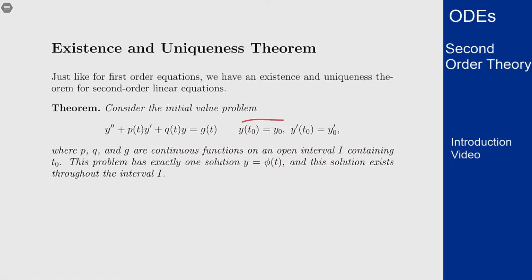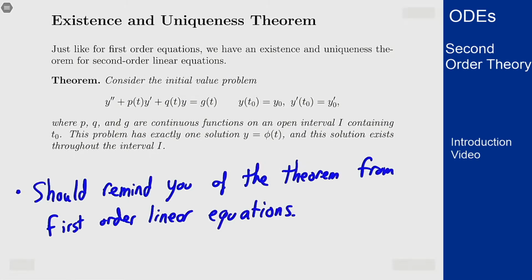As long as all three of these functions, p and q and g, are continuous on some open interval that contains t0, this initial condition value here, then I know the solution exists and is unique on this interval I. This should be very reminiscent of the theorem that we had for first-order linear equations. It's the same sort of idea. As long as all these functions are continuous, I know a solution exists and it is unique. And I can determine intervals of existence by looking for where the discontinuities are of these three functions and expanding out from t0 to get to them.